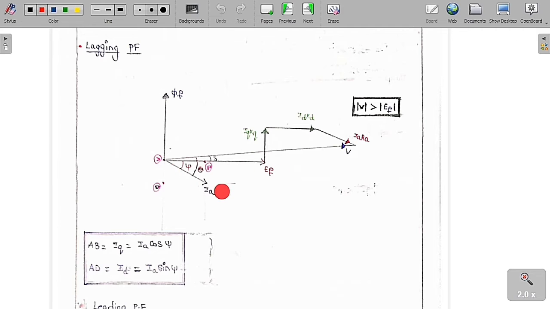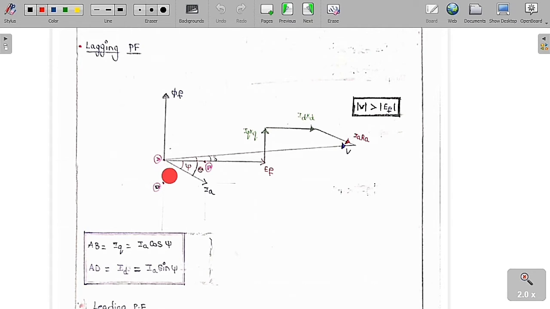The current IA is going to lag here. So this is the current IA, and this is the value of EF. The angle between EF and IA is called psi. Then we have EF plus the drop IA into RA, then IQ into XQ. Let me assume these three points are A, B and D.